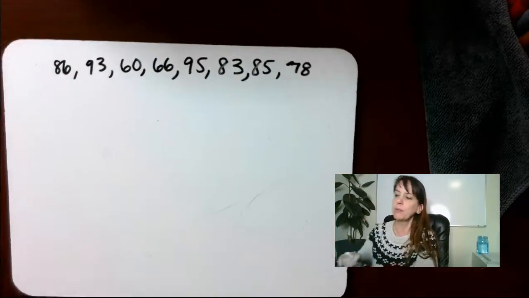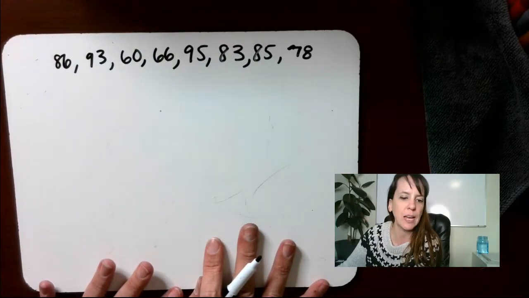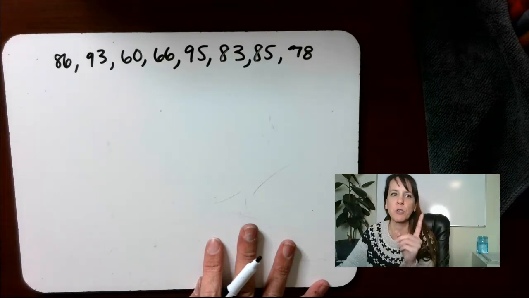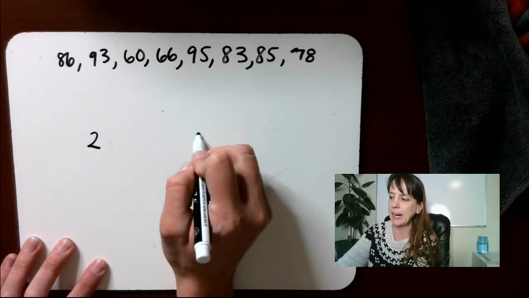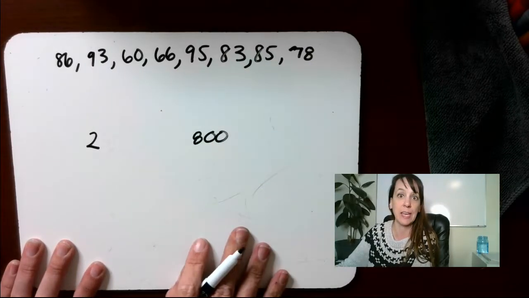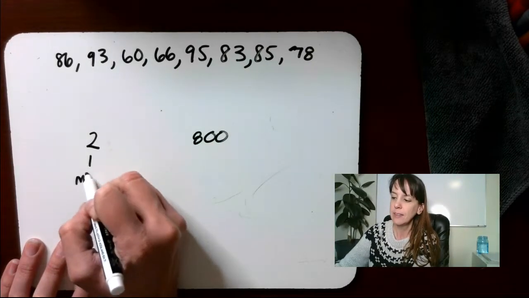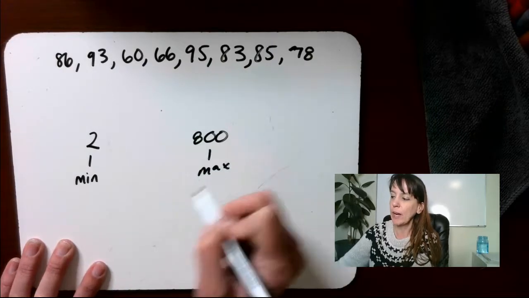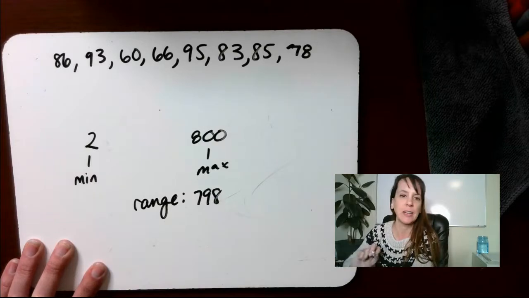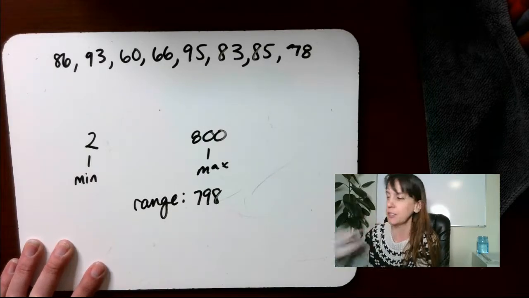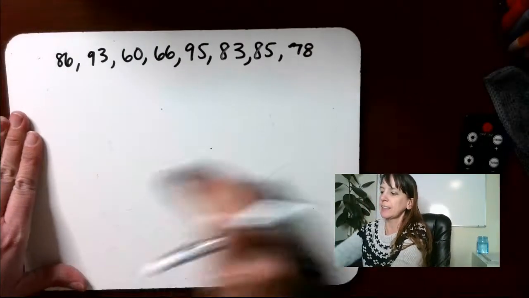Okay, so first things first, we want to find, oh, you know what? On the last one, it also asked us to find the range, and I'm so sorry about that. When we had them in order, it was 2 at the beginning and 800 at the end. This is our min, this is our max. So the range would be 798, okay? Because you take 800 and you minus 2. So I won't forget that on this next one now.